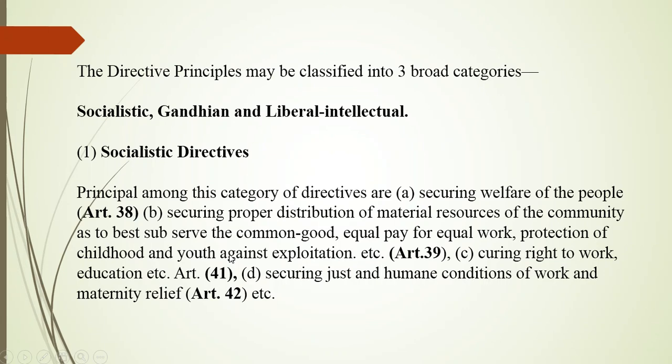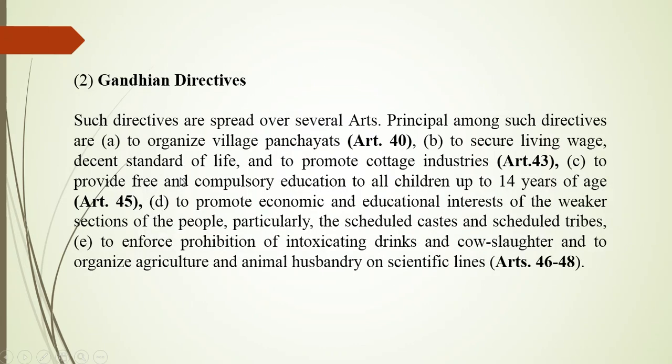So all these things come under socialistic directives because for the betterment of society, they have been given in the DPSP for the society. That is why it is socialistic. Now the Gandhian directives are taken from Gandhian principles. Those are Article 40 that talks about the organization of village panchayats, Article 43 to secure a living wage and decent standard of life, Article 45 that is compulsory education to children up to 14 years of age, Articles 46 to 48 to promote economic and educational interest of the weaker section, to enforce prohibition of intoxicating drinks, cow slaughter, and to organize agriculture and animal husbandry on scientific lines.